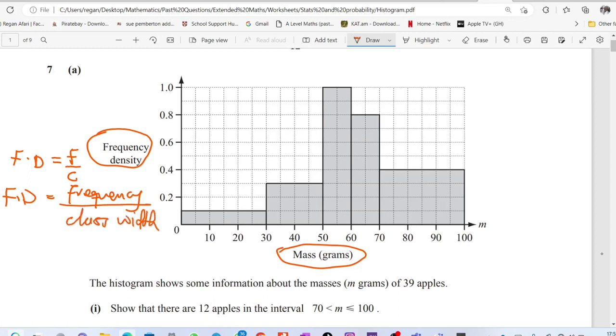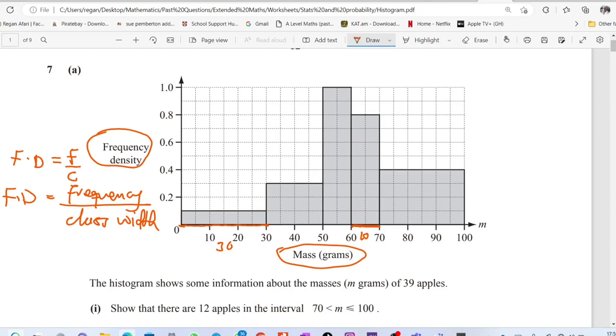So when we say class width, we're basically talking about the length of each rectangle. For example, from 0 all the way to 30 or from 60 all the way to 70. So this will have a class width of 30. This will have a class width of 10. So that's basically what we're talking about. The width of each bar is the class width.